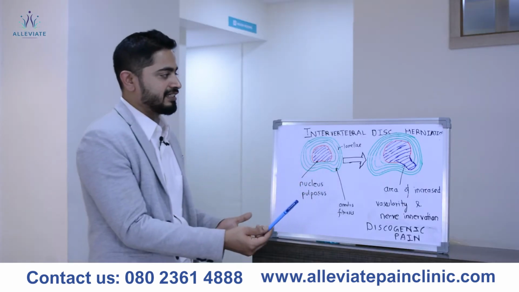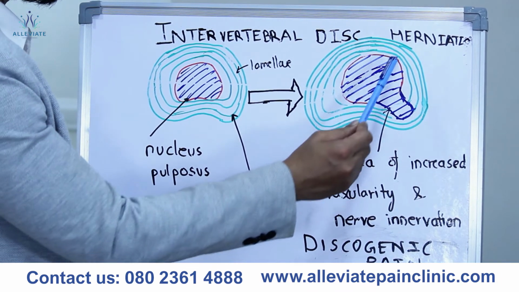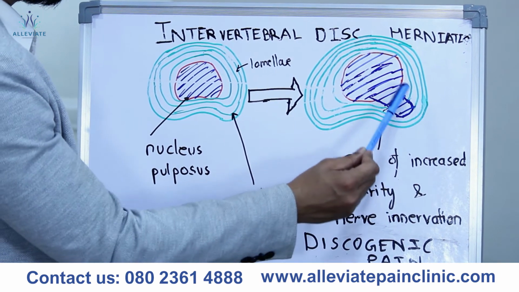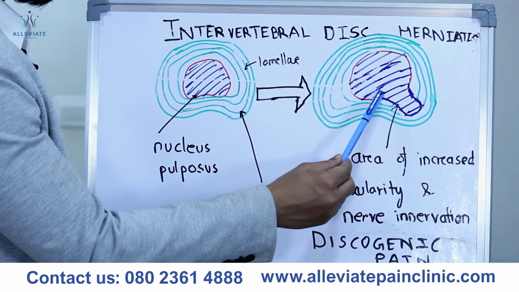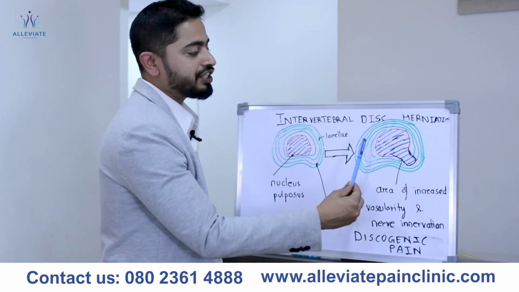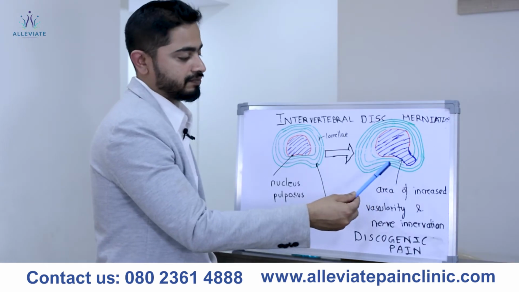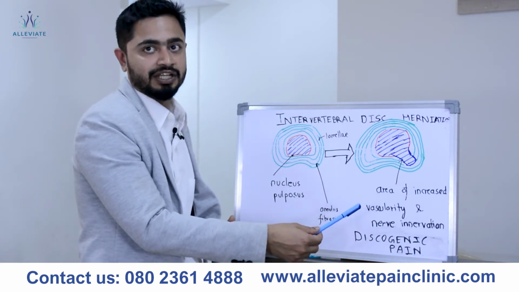So what happens in disc herniation is, you can see slowly the nucleus starts protruding from its normal position and it starts migrating outwards. So when it is migrating out, this area that is migrating out has increased vascularity and nerve innervation, which is the reason for increased pain. Now in discogenic pain, the pain is generally midline or axial in location.